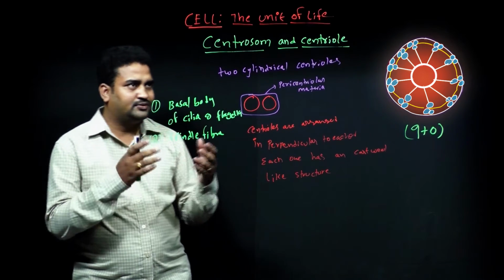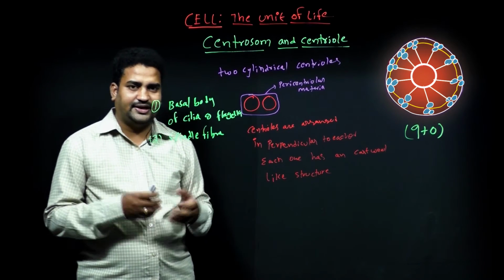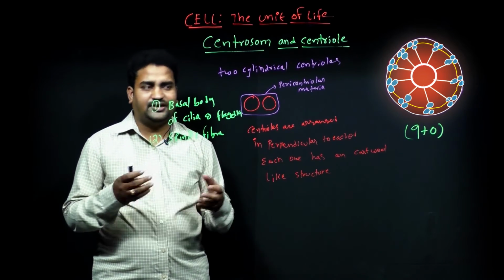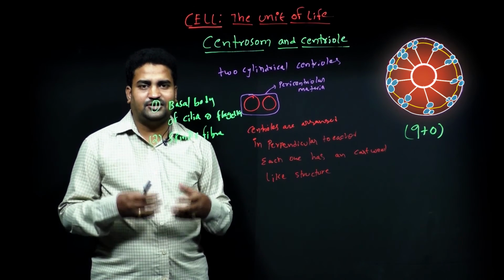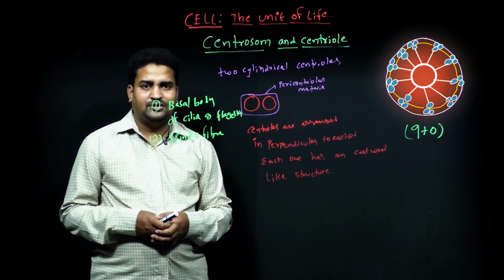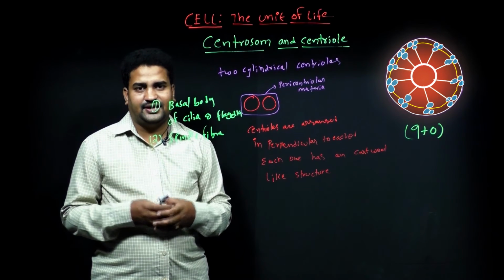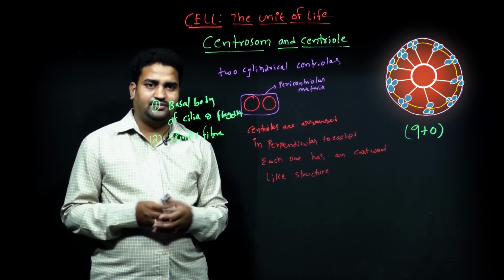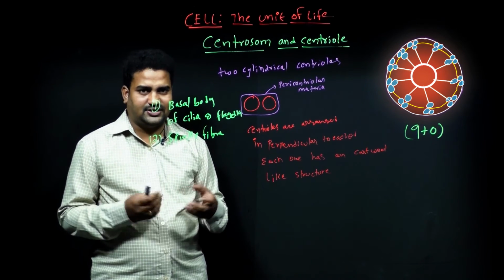So centrosome is a cell organelle which contains two cylindrical centrioles. These centrioles are covered by pericentriolar material. Centrioles in the centrosome are arranged in a perpendicular manner and each one has the cartwheel-like structure.